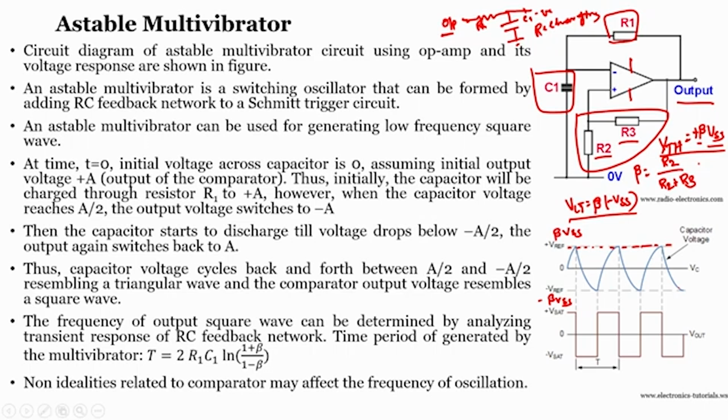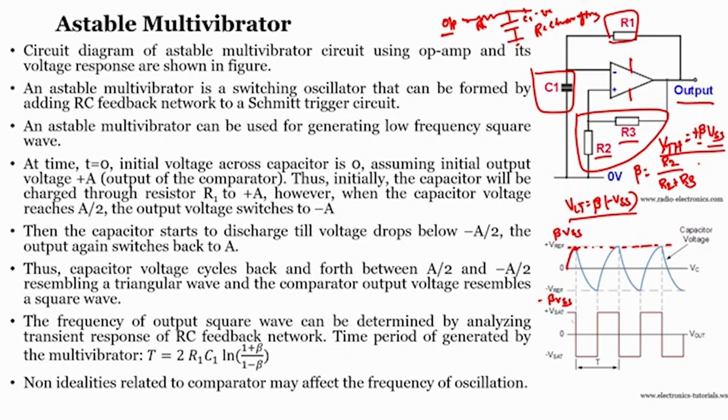That means, depending upon the R3 and R2 resistors, the capacitor will charge only up to that particular value. Since the capacitor voltage keeps on increasing, whenever the charging voltage of the capacitor C1 reaches beta VSS and becomes greater than the threshold value, then the output goes to minus VCC.